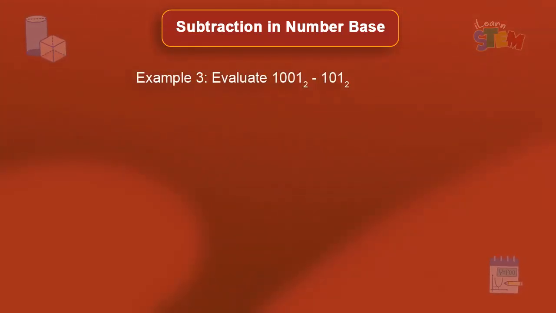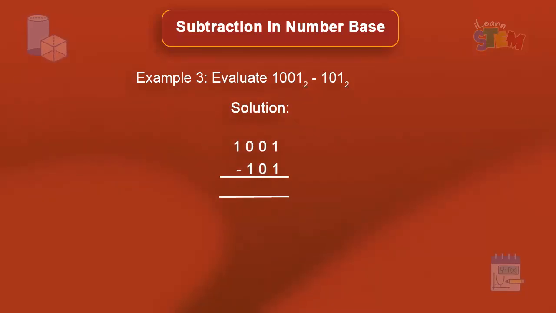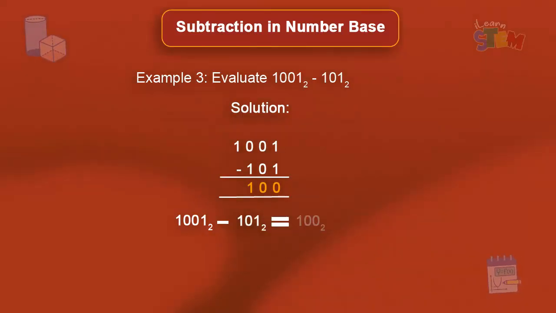Example 3. Evaluate the following numbers in base 2. Solution. First, we arrange our numbers accordingly before we begin to subtract. So, 1 minus 1 equals 0. 0 minus 0 equals 0. 10 minus 1 equals 1. Therefore, 1001 in base 2 minus 101 in base 2 equals 100 in base 2.